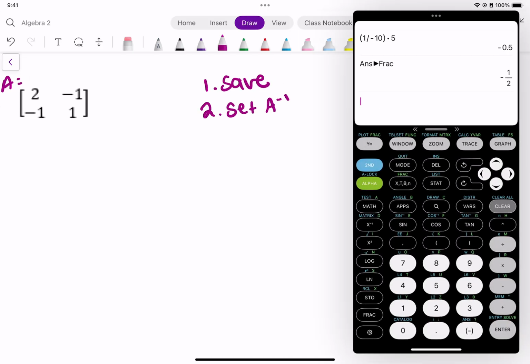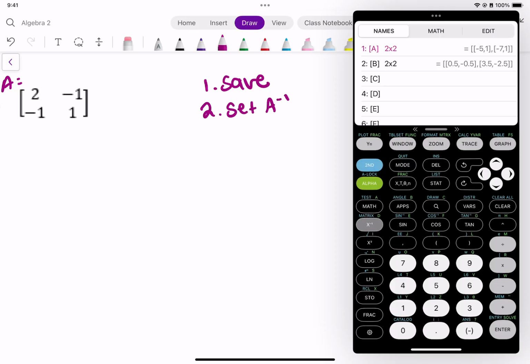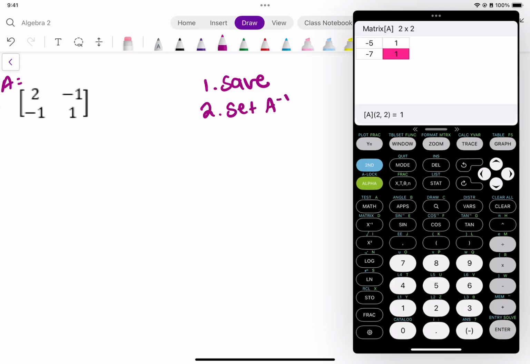If we open our calculator, we're going to press second inverse, and we're going to edit our matrix A. Having highlighted matrix A, we press enter. Notice that this is also a 2 by 2, so we keep the 2 by 2, and we go ahead and modify the numbers. I type 2, enter, -1, enter, -1, enter, 1, enter. Okay, let's quit with second mode. And again, that was step 1, just save it. Now let's go on to step 2.